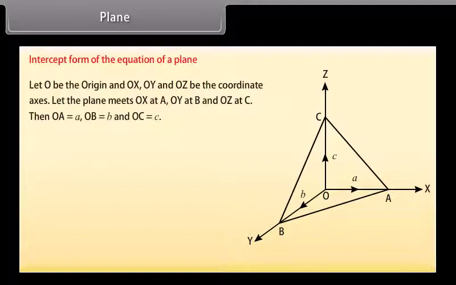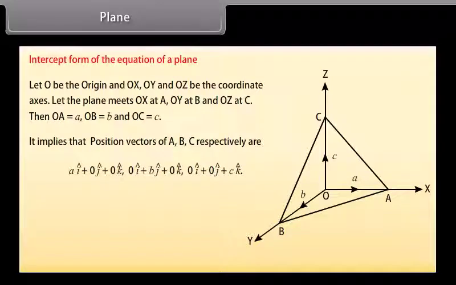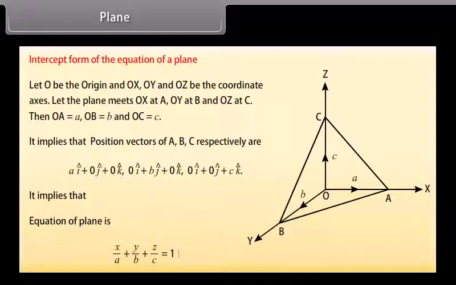Plane. Intercept form of the equation of a plane. Let O be the origin and OX, OY and OZ be the coordinate axes. Let the plane meet OX at A, OY at B and OZ at C. Then OA is equal to a, OB is equal to b and OC is equal to c. It implies that position vectors of A, B and C respectively are a i cap plus 0 j cap plus 0 k cap, 0 i cap plus b j cap plus 0 k cap, and 0 i cap plus 0 j cap plus c k cap. It implies that the equation of the plane is x by a plus y by b plus z by c equals 1.